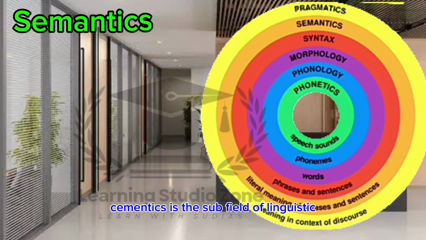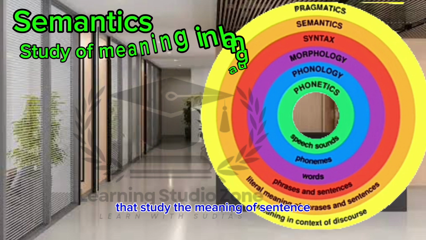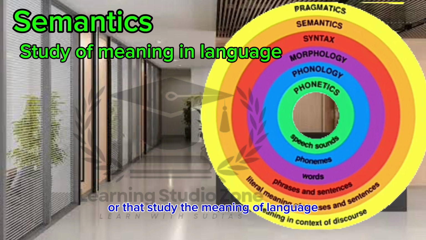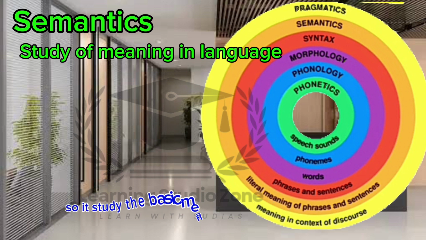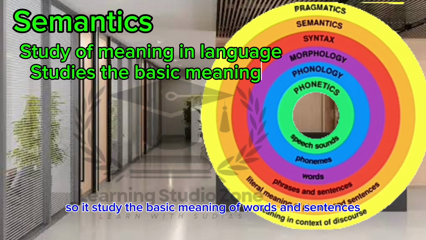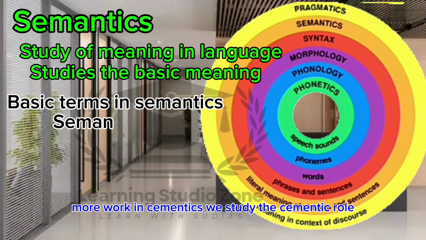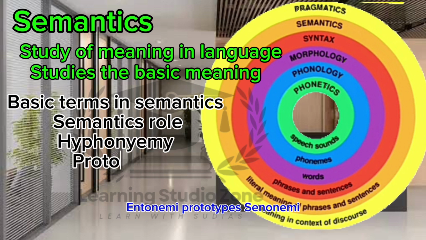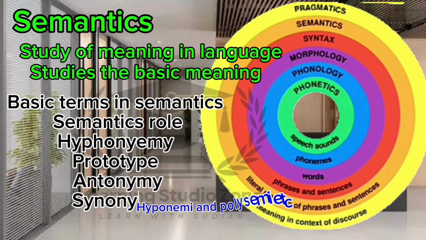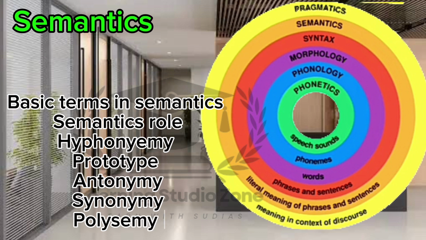Semantics is the subfield of linguistics that studies the meaning of sentences or the meaning of a language. It means it studies the meaning of words, phrases, and sentences. It analyzes how words convey their meaning rather than what the speaker thinks of its meaning. So it studies the basic meaning of words and sentences. Moreover, in semantics, we study semantic roles, antonymy, prototypes, synonymy, hyponymy, polysemy, etc.